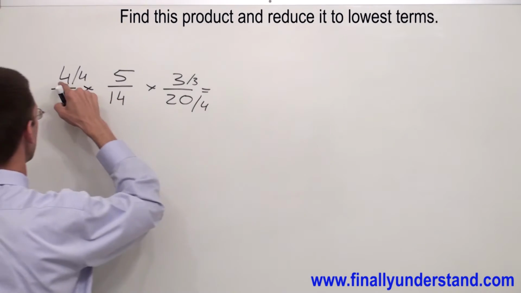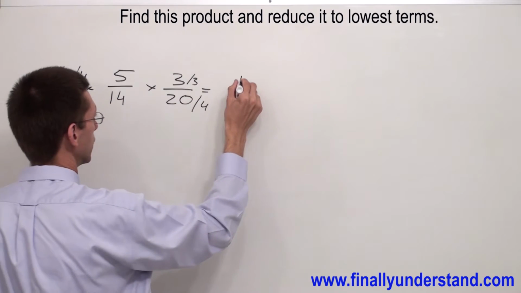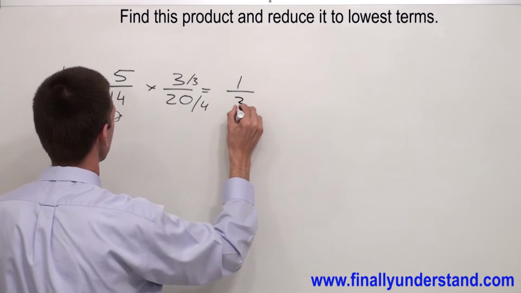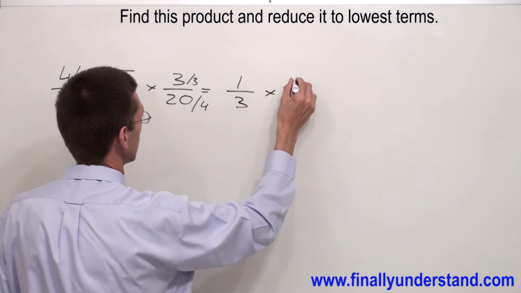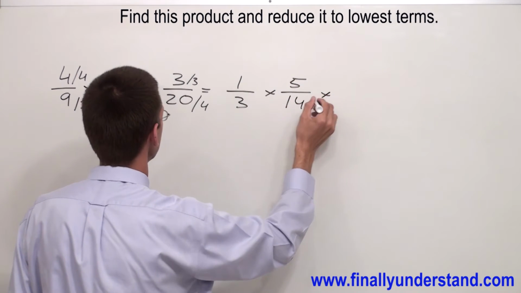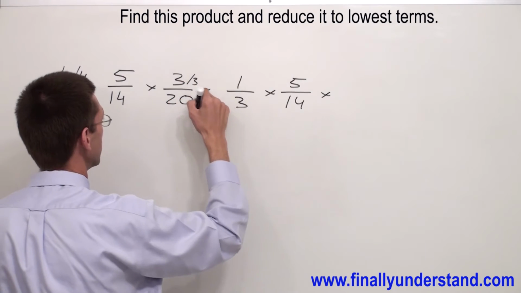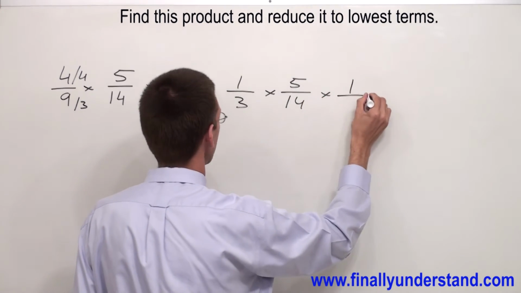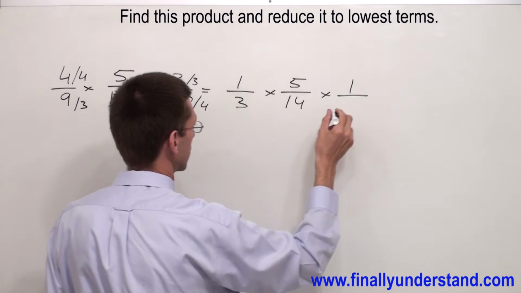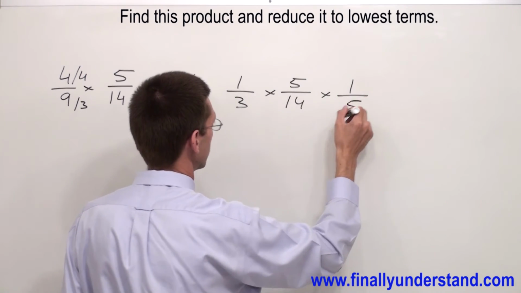So 4 divided by 4 is equal to 1. And I have 9 divided by 3 is 3, times 5 over 14, times 3 divided by 3 is 1, over 20 divided by 4 gives me 5.